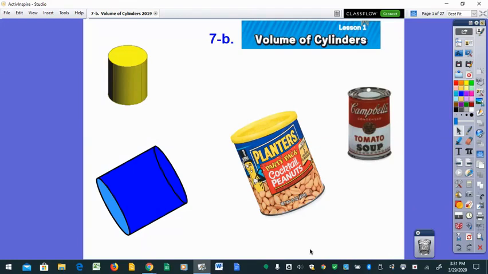So now that we've done a review of volume and a review of circles, we're going to put those two together today and start our circular volumes with the 3D figure, the cylinder. On the screen here, you can see some examples of cylinders, your soup can, the can holding the nuts here, and some other figures over here.